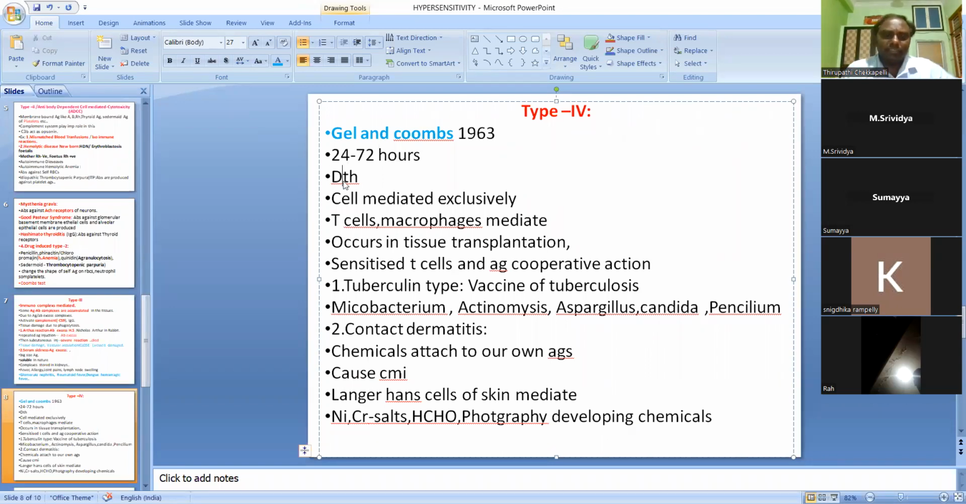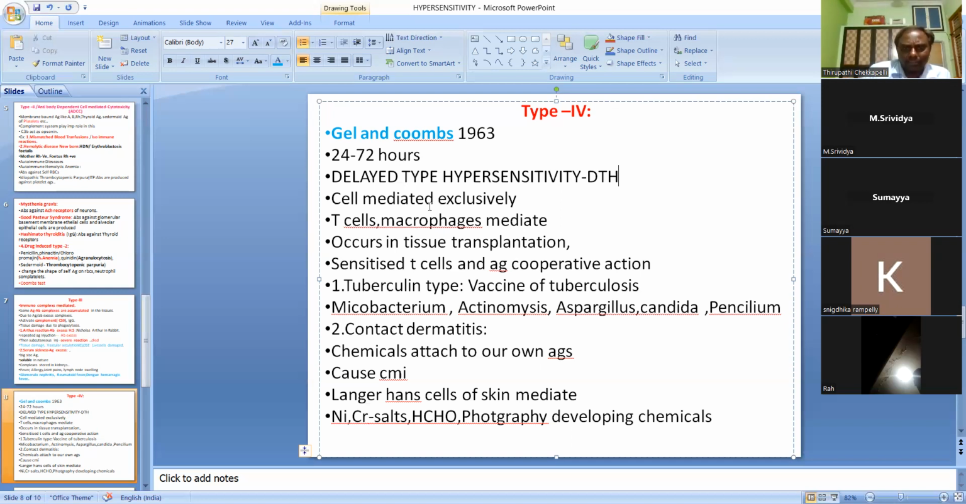So that's why it is also known as delayed type hypersensitivity. Remember it in short form, DTH, they ask it in the exam. Delayed type of hypersensitivity. It is exclusively cell mediated.